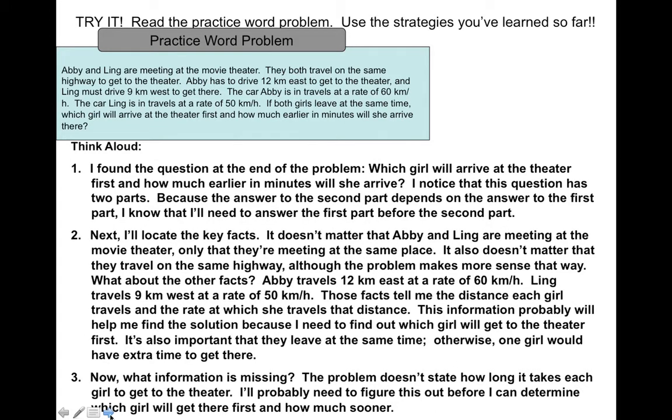Lastly, what information is missing? The problem doesn't state how long it takes each girl to get to the theater. I'll probably need to figure this out before I can determine which girl will get there first and how much sooner.